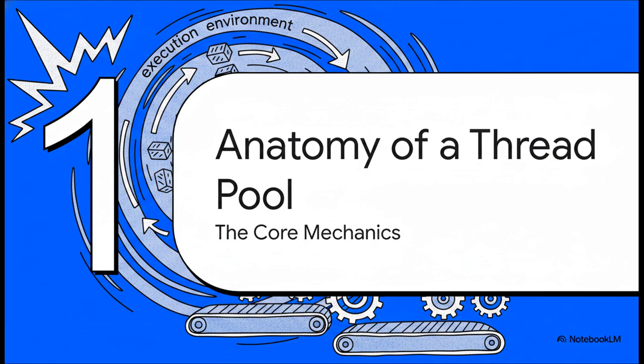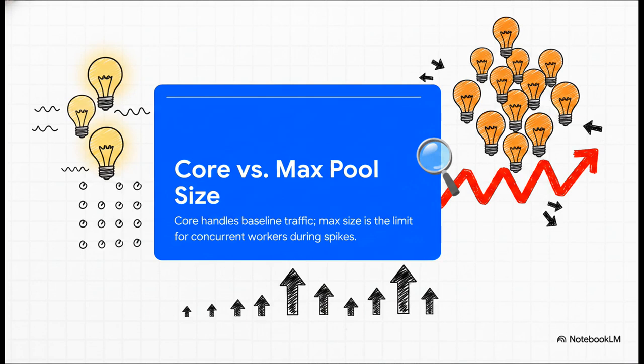Section 1. Anatomy of a thread pool. The core mechanics. A lot of developers really misunderstand this fundamental relationship. You've got your core pool size and your maximum pool size. Core threads are kept alive to handle your baseline, everyday traffic. The maximum size, on the other hand, dictates the absolute hard limit of concurrent worker threads allowed during massive traffic spikes. People usually just assume that threads simply scale up immediately as traffic increases. Actually, scratch that. They assume the system just magically handles it. But the reality of how something like the Java ThreadPoolExecutor handles this is way, way stricter.